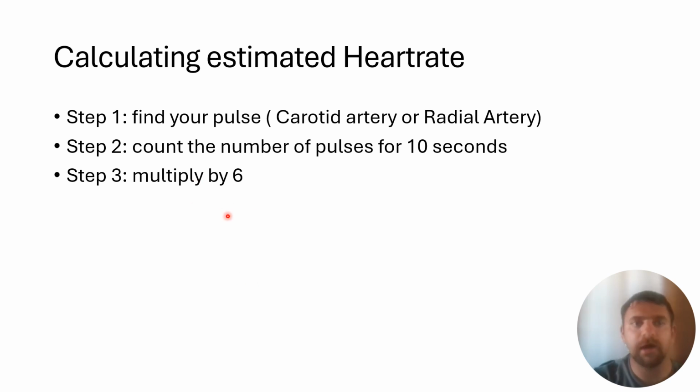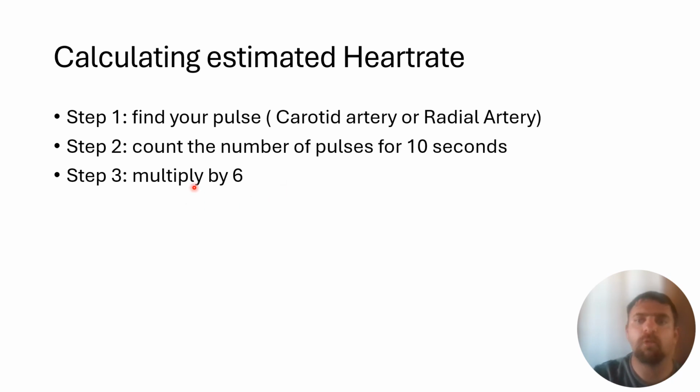First things first, we have to find your pulse. We're going to use our carotid artery or the radial artery. Remember, we went over this the other day. The carotid artery is by your neck. Your radial artery is on your hand, on the thumb side. Once you find that pulse, you're going to count the number of pulses or beats for 10 seconds. Whatever number you get after 10 seconds, that's the number you keep in your head. Once you have that number, we're going to multiply it by 6.